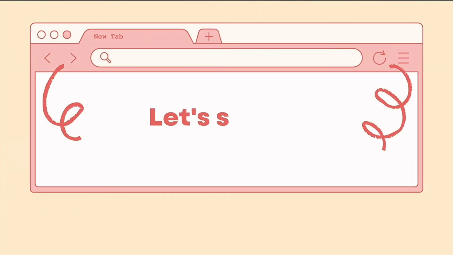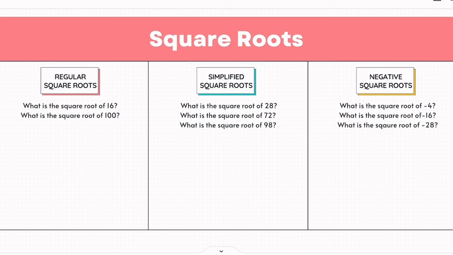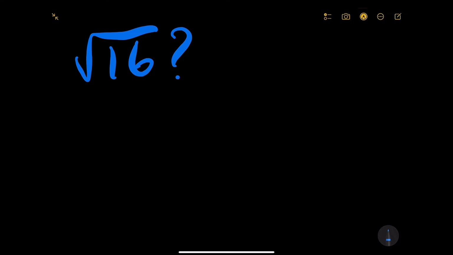Let's start explaining regular square roots first. Before we begin, let's take a brief moment to look over the questions that we will be mentioning today. Our first question is, what is the square root of 16? Now, if we go back to my vocabulary, I stated that a perfect square is the result of multiplying a rational number by itself. What this basically means is that in order to solve a perfect square root, we need to find a number that multiplied by that same number equals 16.